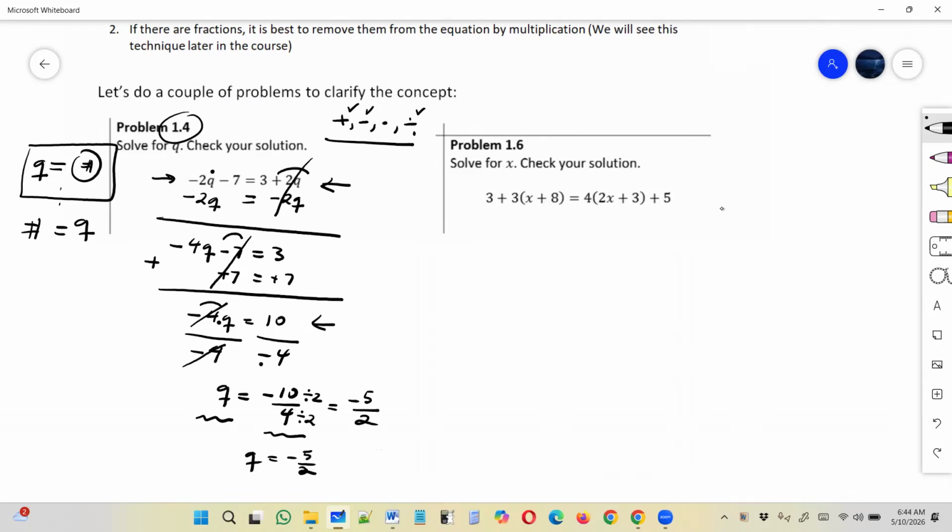All right, so let's do the exact same thing with 1.6. And now in 1.6, I have a much more complicated equation, but still linear, right? I only see here x to the first power, but I see parentheses. So I'm going to first remove the parentheses in order to proceed. So when you have parentheses, the number or the variable that is in front of the parentheses must multiply every single term that is inside.